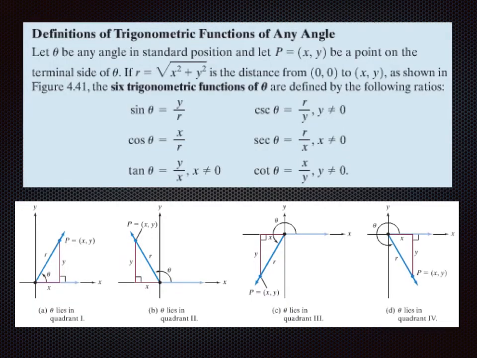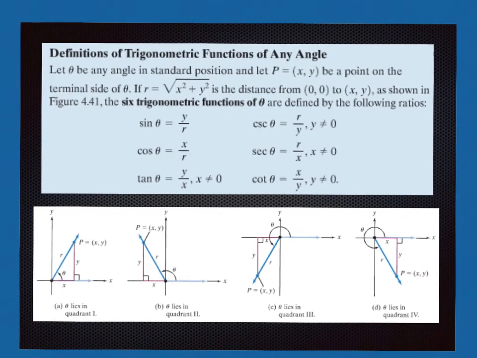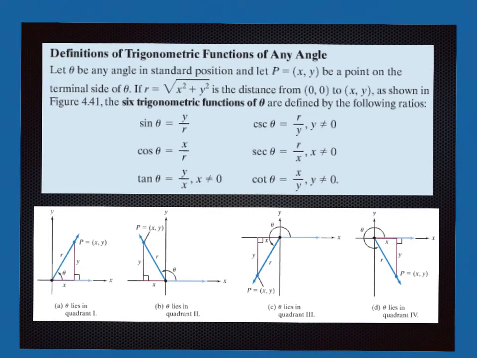Here's the overlap of your typical theta angle and then the point that's on its terminal side, which is the xy. So if you have r being the radius, it's equal to the square root of x squared plus y squared, which is what would happen if I had r squared equals x squared plus y squared and square rooted both sides. Then that radius is the distance from 0, 0, which is your point at your center, to the xy shown in these figures.